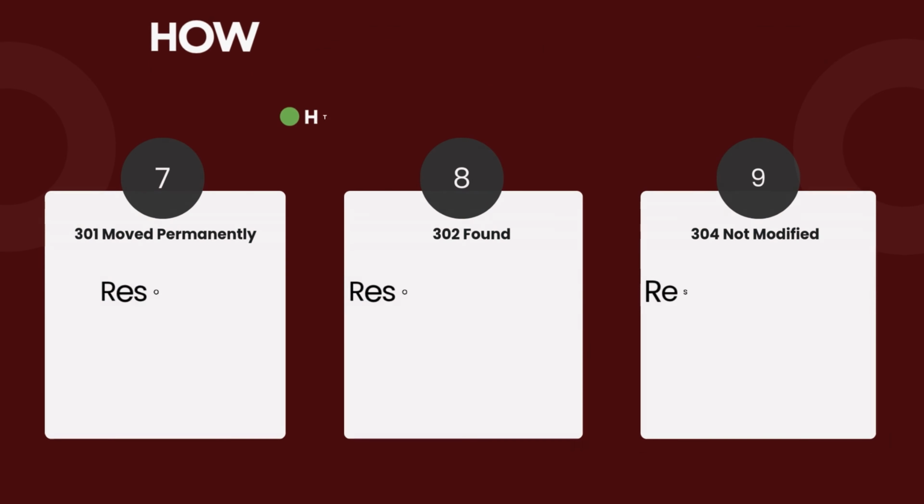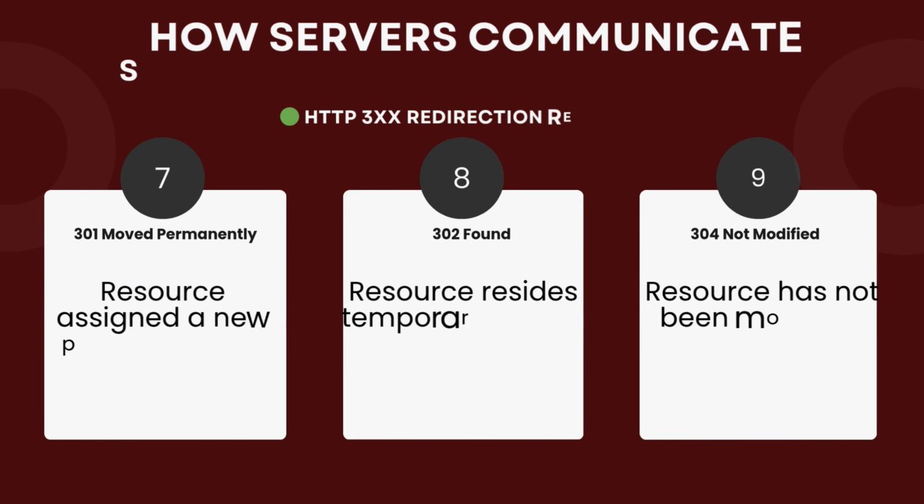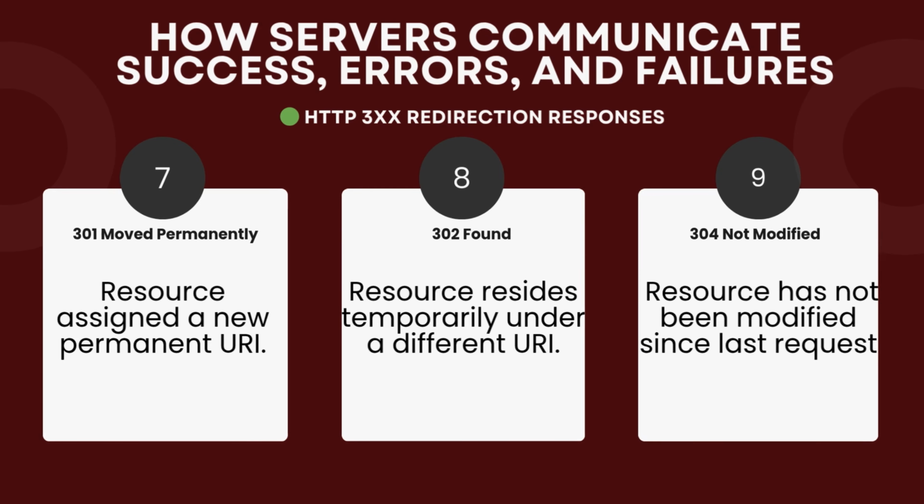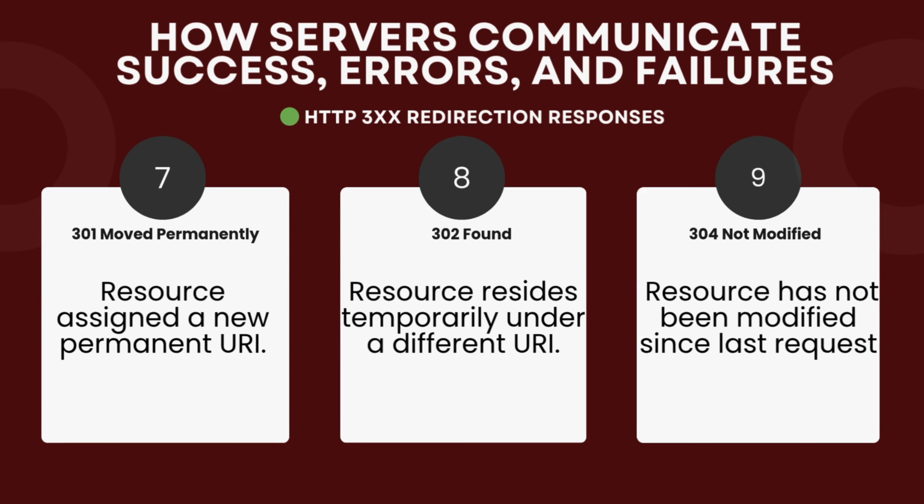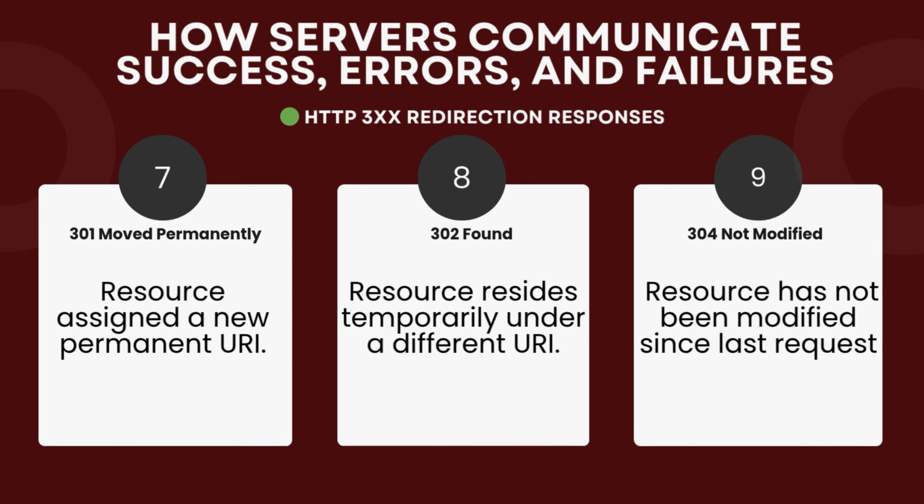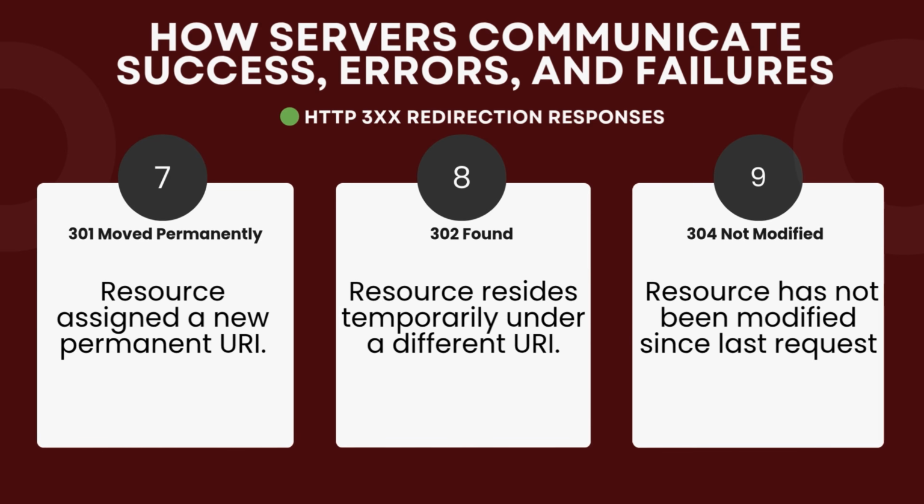Then moving on, we have the 300s, the redirection responses. So 301, that is Moved Permanently. We have resource assigned a new permanent URI. We also have 302 Found, resource resides temporarily under a different URI. 304, Not Modified, means the resource has not been modified since the last request.